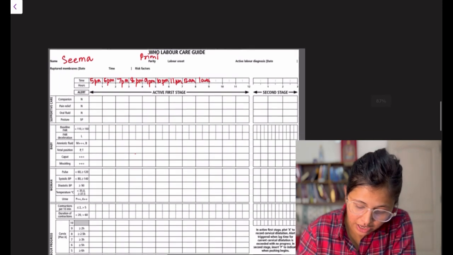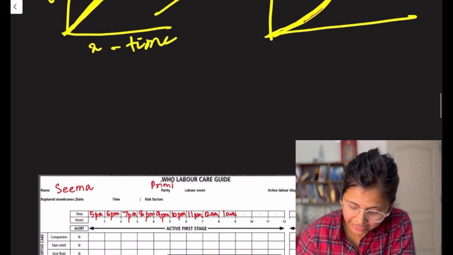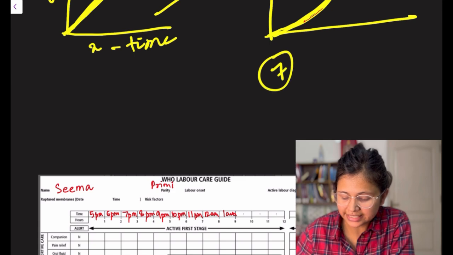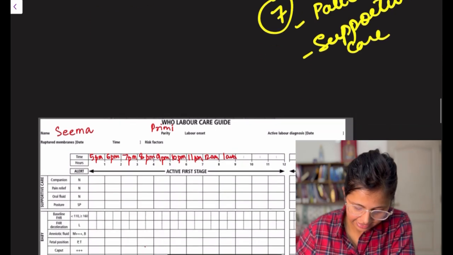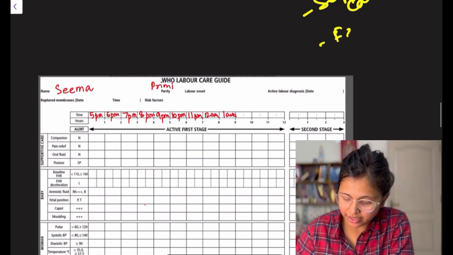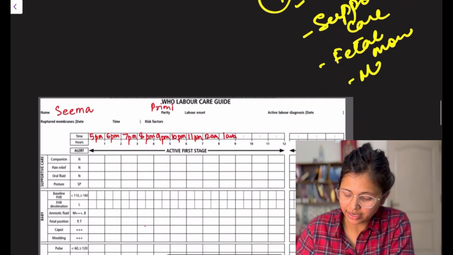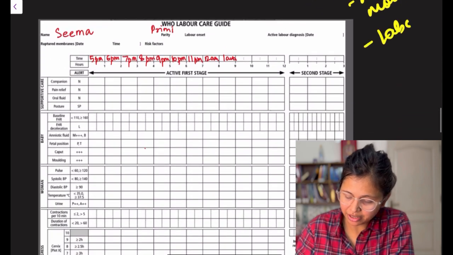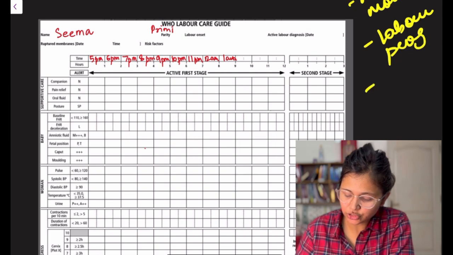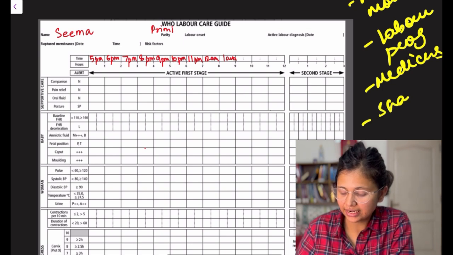Now quickly, let's come to our partograph and let's just plot a partograph. So the new partograph, just quickly, I'll tell you this. It has 7 sections. One section is your patient details. Second section, which has been added, which is new, is supportive care, right? Then third section is fetal monitoring. Fourth section is maternal monitoring. Fifth section is labor progress. Sixth section is medications. And seventh section, which has again been added, is shared decision making.